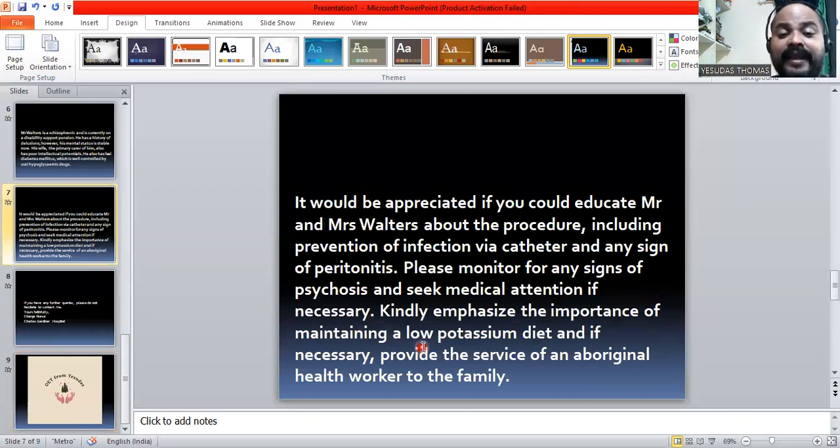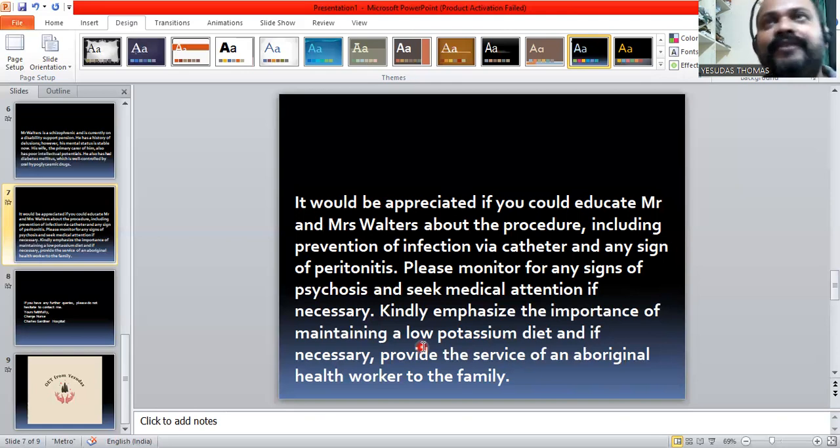Now we can say the request, what you have to do. It would be appreciated if you could educate Mr. and Mrs. Waters. I need education for the patient as well as his wife. So I have to say, educate Mr. and Mrs. Waters about the procedure, that is CAPD, including prevention of infection via catheter. So this is something relevant. It is given specifically, and any signs of peritonitis.